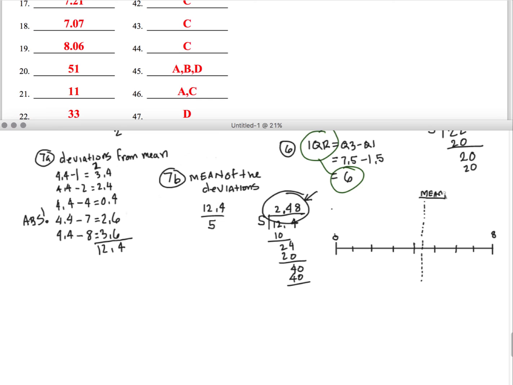Okay, so our mean was 4.4. Okay, and then we had a value of 1. So we had a value here, we had another one here, we had a value of 2, okay, 7, and 8. And so what we were doing is we were just getting the distances of each of these. Okay, so that was 3.4, that was 2.4, and that was 0.4. And our other distance was 2.6 and 3.6.